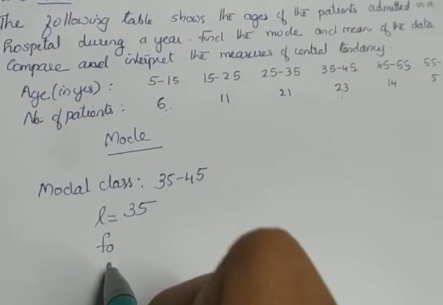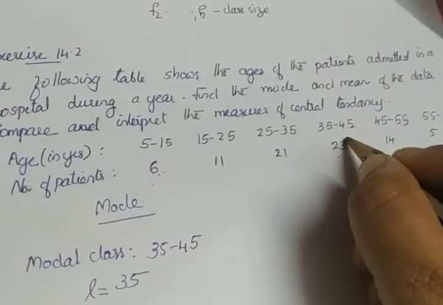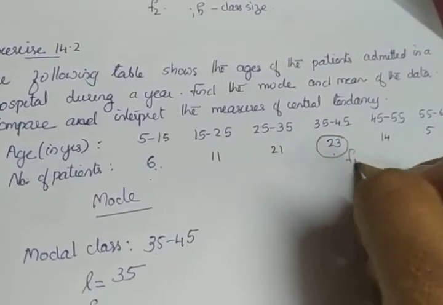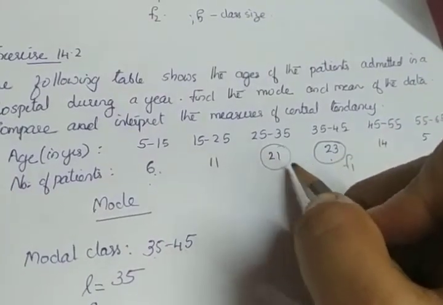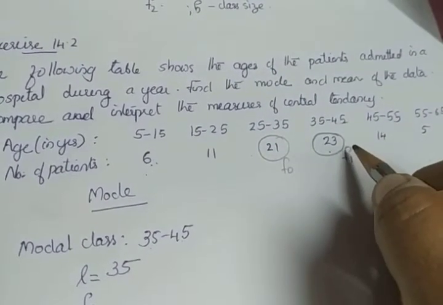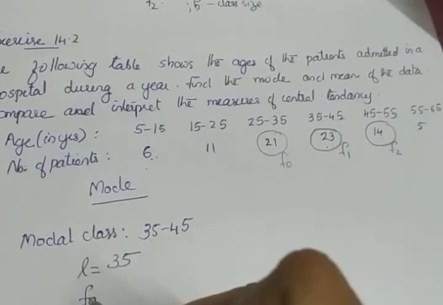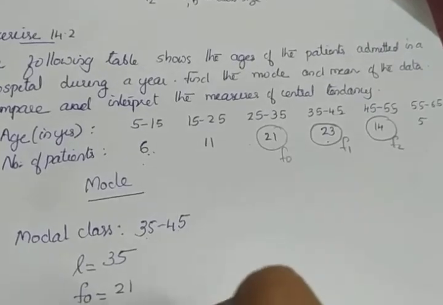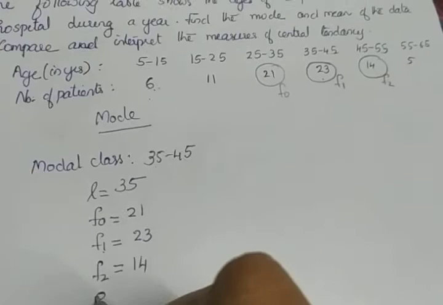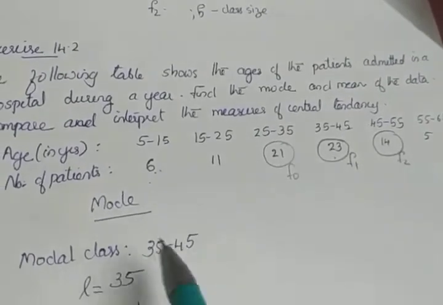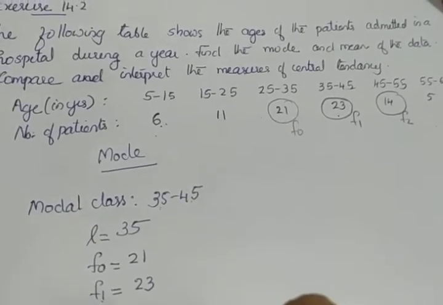Again we have to write the values of F0, F1 and F2. F1 is the frequency of the modal class, which is 23. F0 is the frequency of the class before the modal class, which is 21. And F2 is the frequency of the class after the modal class, which is 14. So F0 is 21, F1 is 23 and F2 is 14. And we need H. For the modal class 35 to 45, 45 minus 35, 10 is the class width.